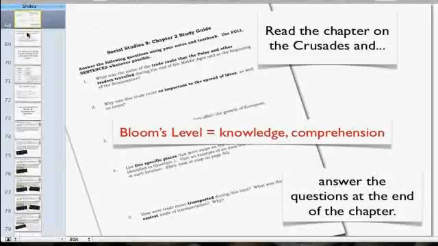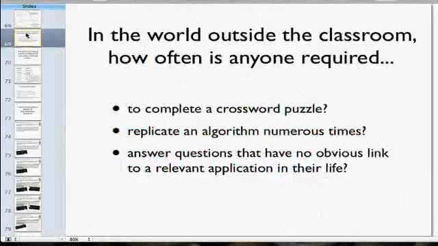So this is the question I would ask, especially of instructional leaders and teachers who are thinking about how they might design curriculum and instruction for the Common Core. When you think about what's required outside of the classroom, the thinking skills, I'm not sure we require in our lives people to complete crossword puzzles or algorithms numerous times. So this idea of what is happening in many classrooms currently and the shift required is not only for next generation assessments, it's for life.